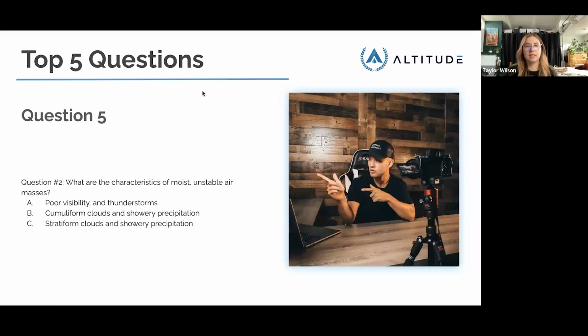Awesome. You guys are killing it today. Yeah, exactly. So we can anticipate cumuliform clouds and shower precipitation. So again, those are our big poofy clouds. They have a lot of vertical movement. So that would be an indication of unstable air.